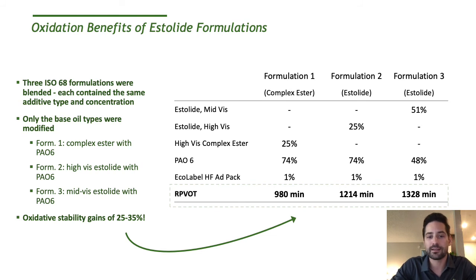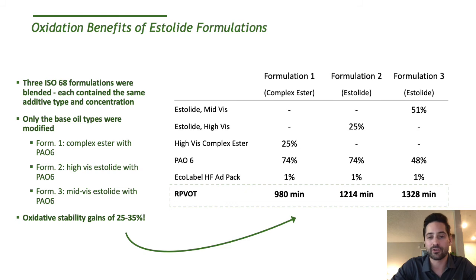What we did was we took that formulation and we took the complex ester out. In place of the complex ester in formulation 2, we put a high-vis estolide in there at approximately the same concentration, so 25%. What we saw was the RPVOT went from an initial value of 980 minutes to a new value of 1,214, which is something like a 25% gain in oxidative stability per the RPVOT test.